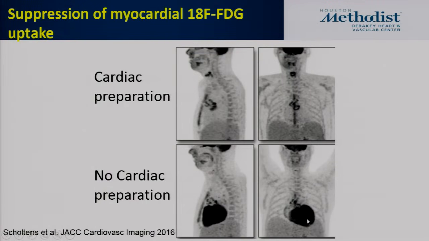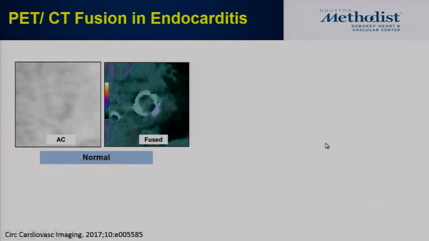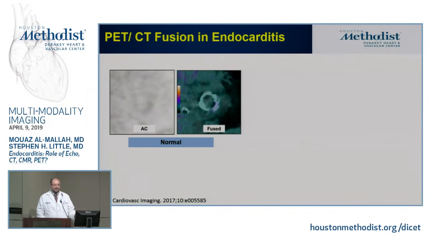cardiac preparation. And what you see here is just a normal uptake of FDG by the heart. So these patients are not well prepared, so it might limit your sensitivity and ability to detect the infection. So life could be easy in PET. This is a patient who has no uptake. So we are clear, we're happy that this patient does not have endocarditis.